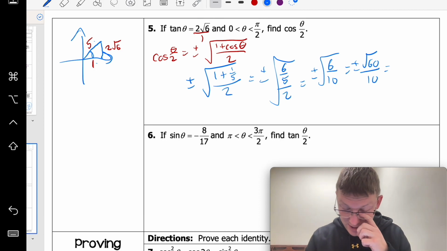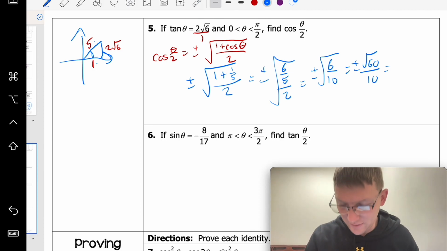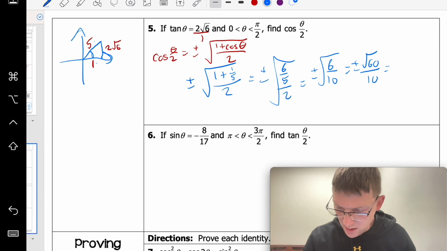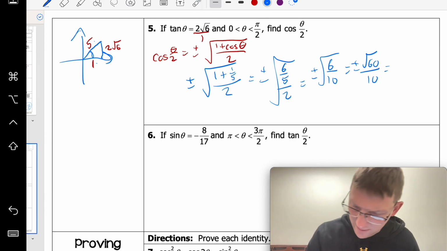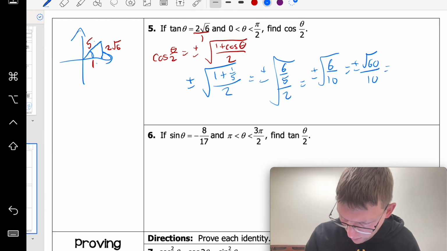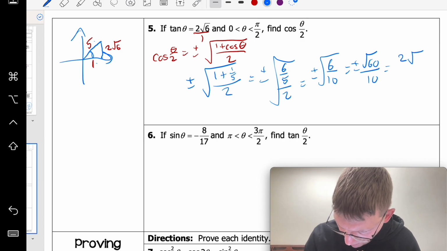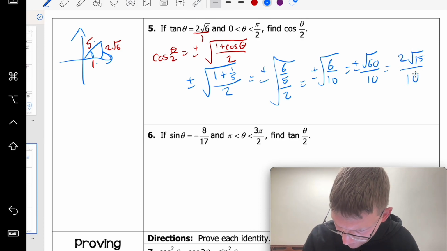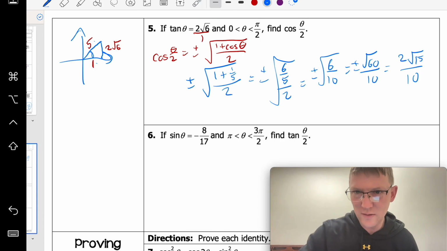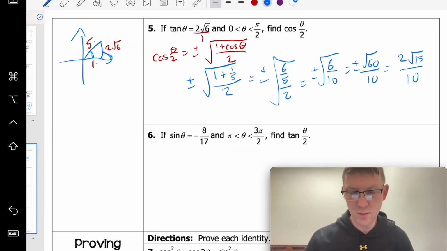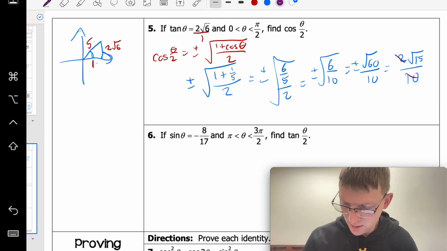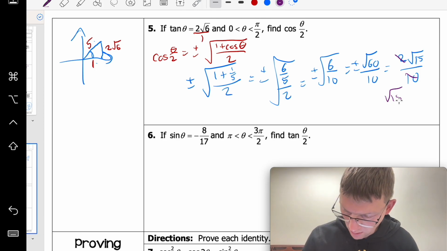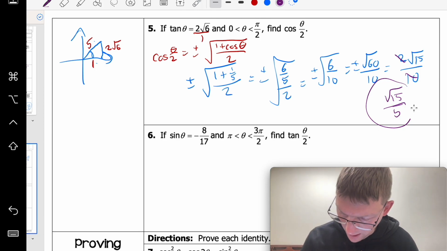So that range does tell us that it is only going to be plus. So that's kind of why I can get away with that. Anyway, so I can pull a 4 out of 60. When I pull a 4 out of the square root, it's going to be 2 square root of 15 over 10. And that will be our answer. By the way, don't forget to simplify your fraction. Square root of 15 over 5.